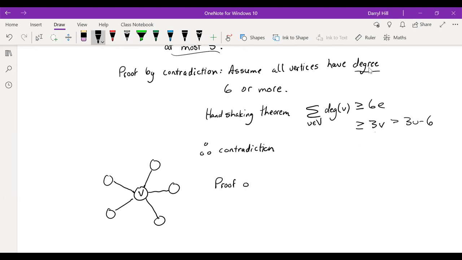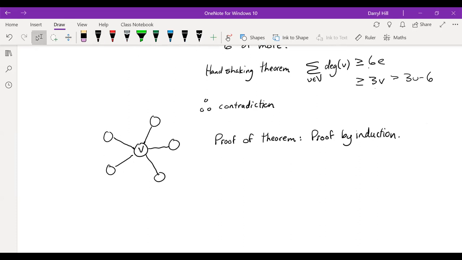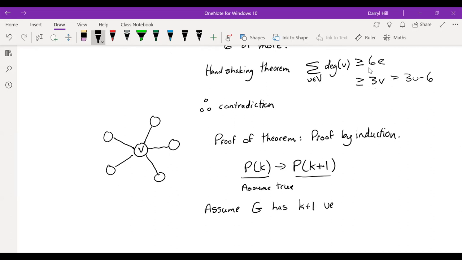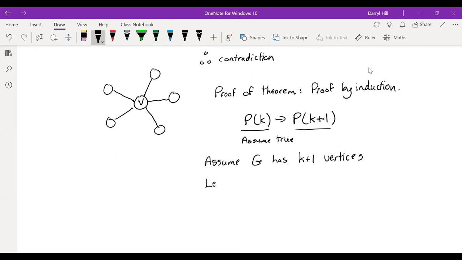So proof of theorem, and we're going to use a proof by induction. So proof by induction goes, we're going to use proposition P of K and show that that implies P of K plus 1. So we're going to assume this is true and show that it implies that this is true. So assume our graph G has K plus 1 vertices. So lemma 1 says at least one vertex has degree less than or equal to 5. And we'll call that vertex V.